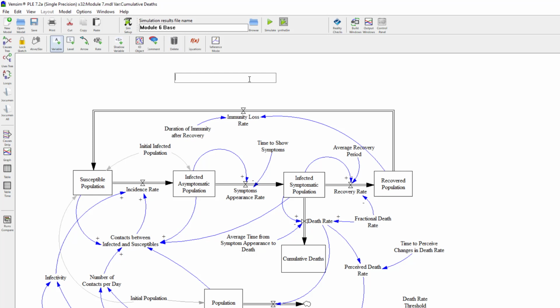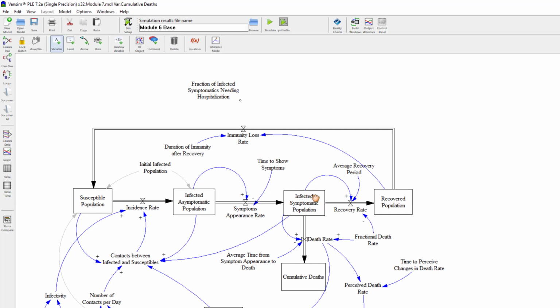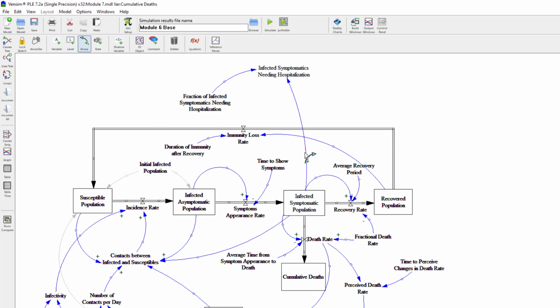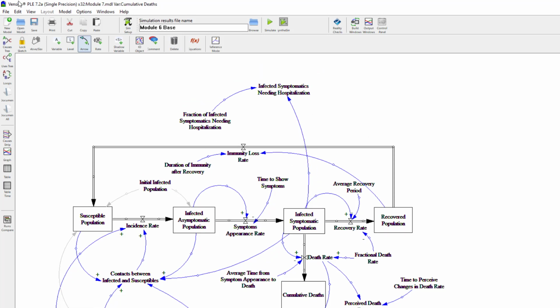So let's create that up here. And then we're going to multiply that with infected symptomatic population. What that's going to give us is infected symptomatics needing hospitalization. So basically, this is the demand for the hospital. So we're going to create an arrow from here, and then an arrow from the infected symptomatic population. Okay, so it looks like this.